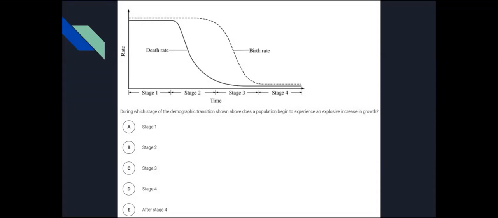Question 3 gives you a picture of the demographic transition. During which stage of the demographic transition shown above does a population begin to experience an explosive increase in growth? If you remember from the lecture, stage 2 is where you're going to have less deaths, but still a high birth rate. And so that is going to be where your population grows the most in stage 2.